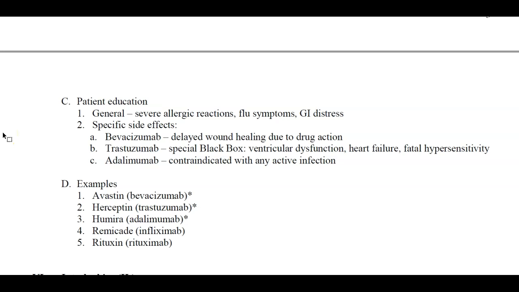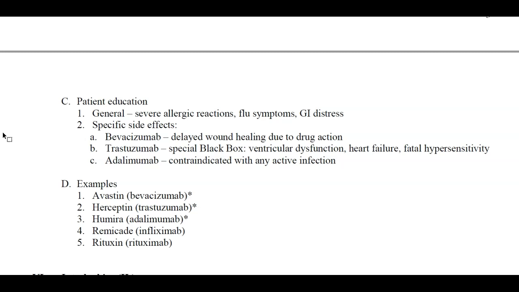And then again, just like the other medication that we were talking about, the interferons, this can also cause flu-like symptoms as well as GI distress. Some specific side effects based on which medication we are talking about. So the bevacizumab, it can cause delayed wound healing due to the drug action. The trastuzumab can cause ventricular dysfunction, heart failure, and fatal hypersensitivity.